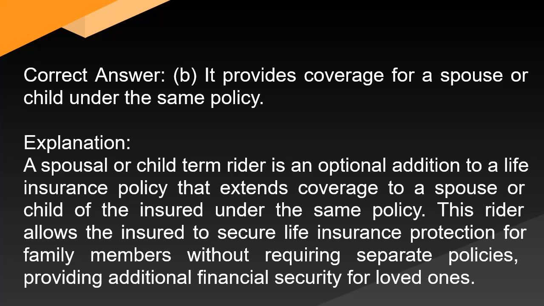Correct answer. B. It provides coverage for a spouse or child under the same policy. Explanation. A spousal or child term rider is an optional addition to a life insurance policy that extends coverage to a spouse or child of the insured under the same policy. This rider allows the insured to secure life insurance protection for family members without requiring separate policies, providing additional financial security for loved ones.